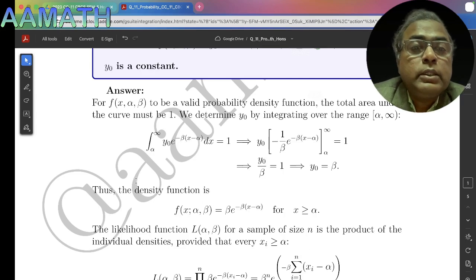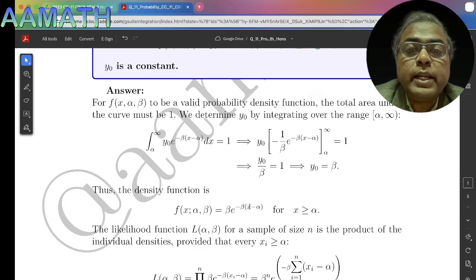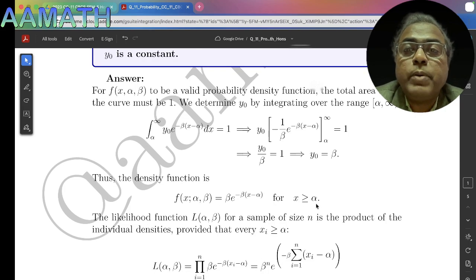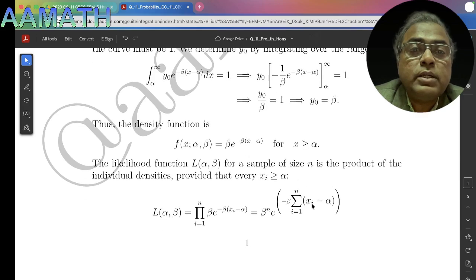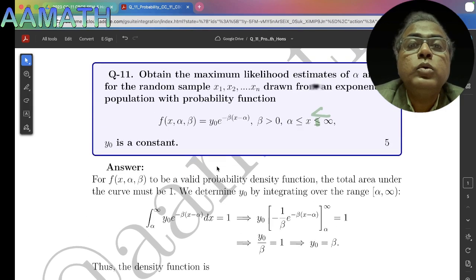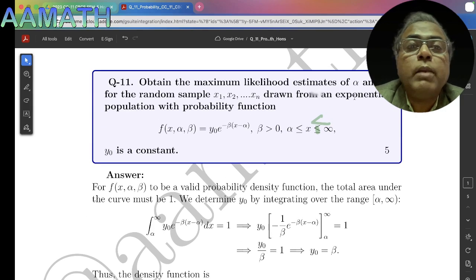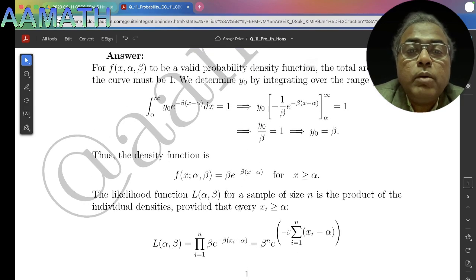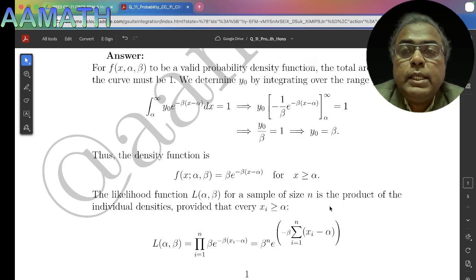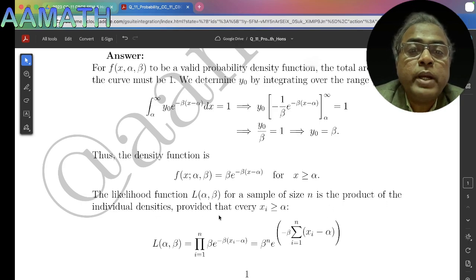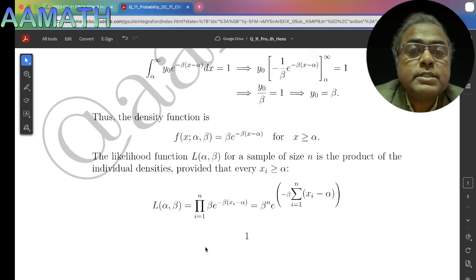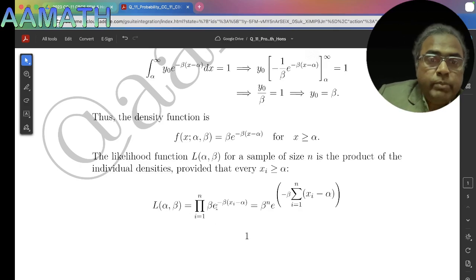So the density function becomes f(x) = beta e^(-beta(x - alpha)) for x greater than or equal to alpha. The likelihood function L is a function of alpha and beta, the two parameters we want to estimate. For a sample of size n, it is the product of the individual densities, provided that every xi is greater than alpha. So this is the product for i equal to 1 to n.